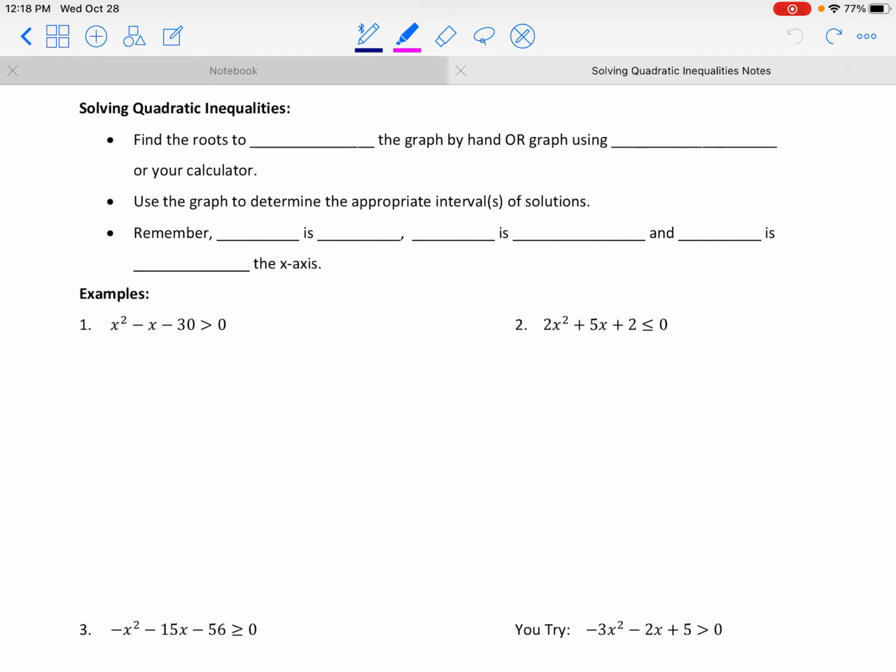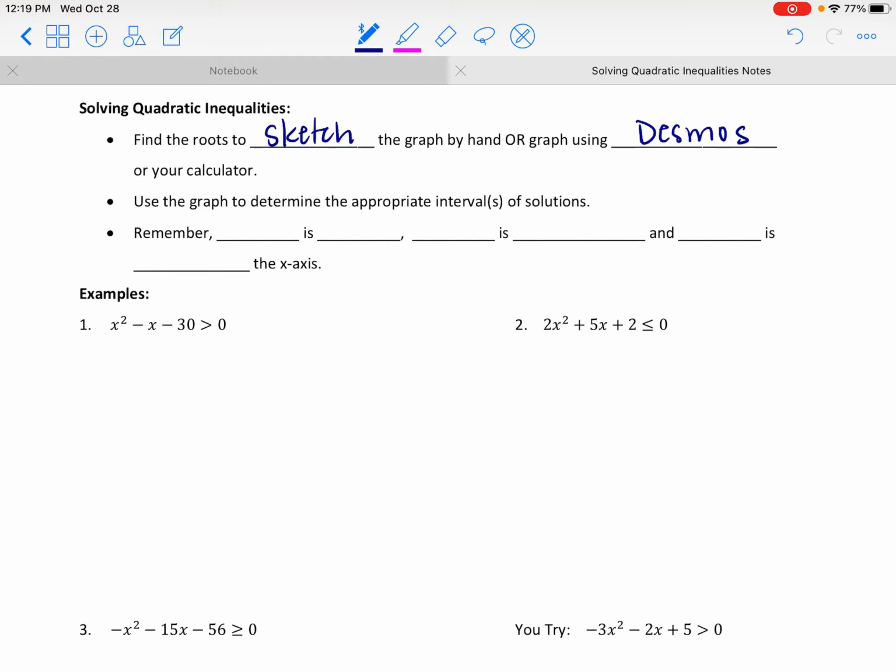So what you want to do just depends on if you're doing this by hand or with your calculator. By hand, these are all going to be doable because I put all factoring examples in here, so you can find the roots to sketch a graph. You can do that by hand, or you can graph using Desmos. Either way is going to be totally fine. I'm going to show you both. And then basically just determine the appropriate intervals based on the symbol.